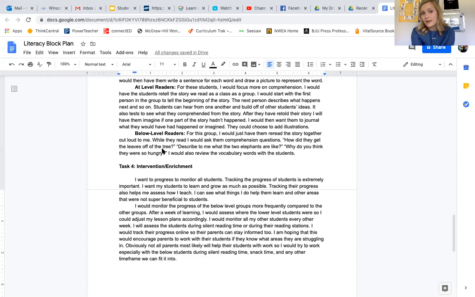and then while we read, I would stop and ask them questions so that they are really focused and being able to recall what happens. And if they can't, we can go back together and work as a team to find the textual evidence to support the questions. Like, describe to me what the two different elephants are like.